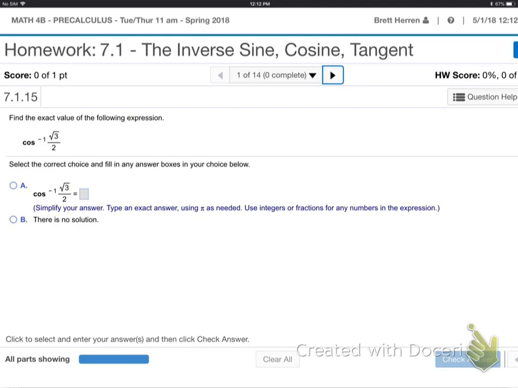Okay, so here we are with inverse trig functions. So that's inverse cosine of root 3 over 2. Okay, so remember, to do these, we've got to remember what an inverse function of any kind does, and then we'll specifically talk about inverse trig functions. So, what does an inverse function do?